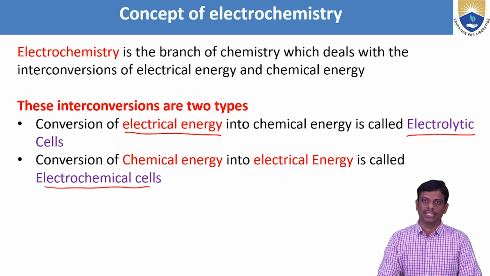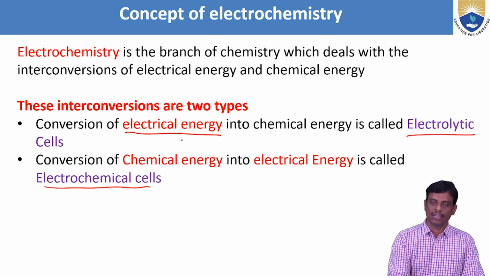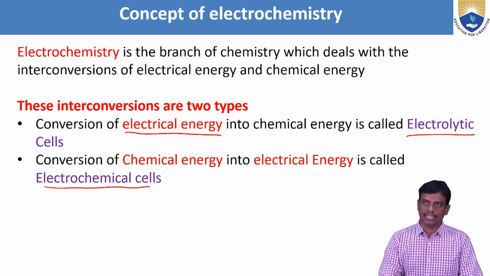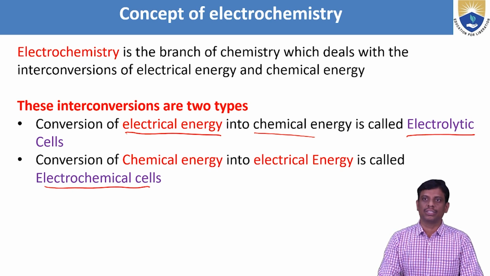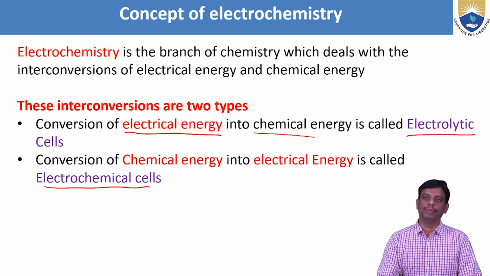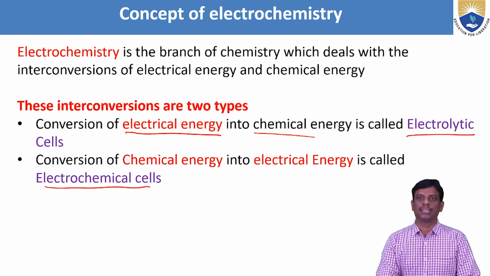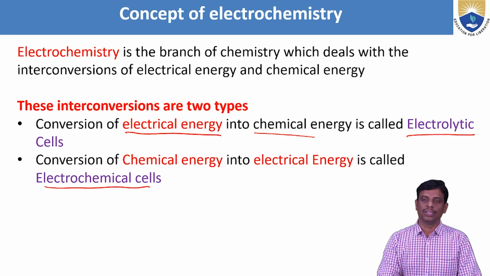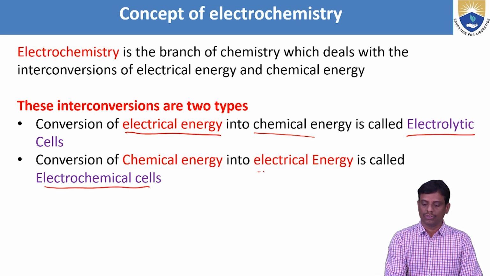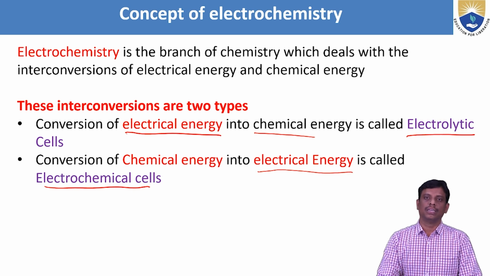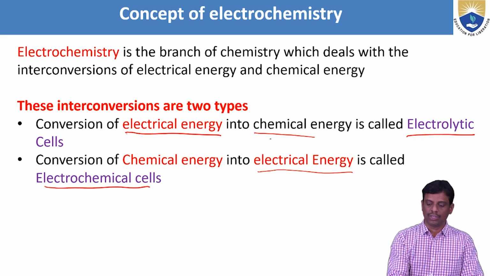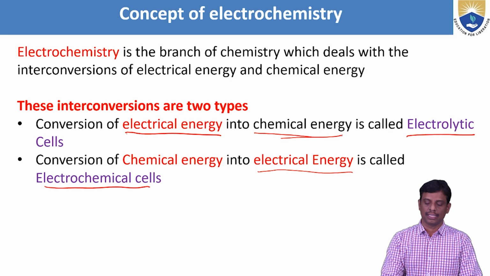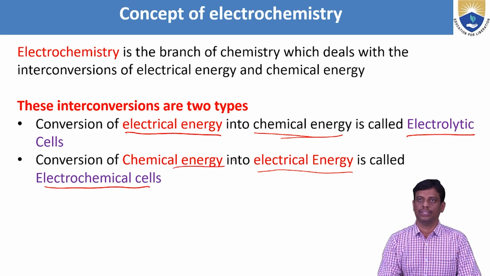In an electrolytic cell, we utilize electrical energy to bring about chemical reactions of a compound, so that is chemical energy. In electrochemical cells, the chemical energy is converted to electrical energy. So this is the difference between electrochemical cells and electrolytic cells. In the electrolytic cell, electrical energy is converted to chemical energy; in the electrochemical cell, chemical energy is converted to electrical energy.